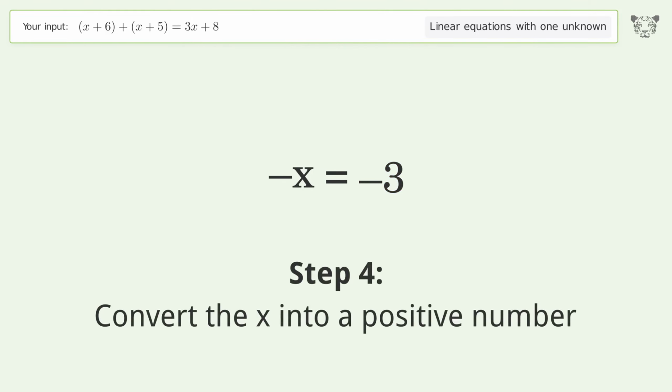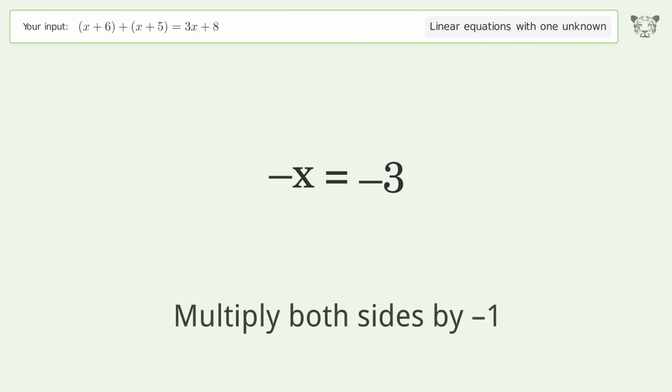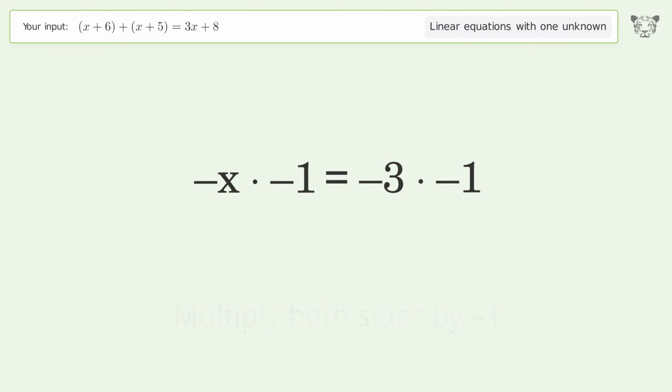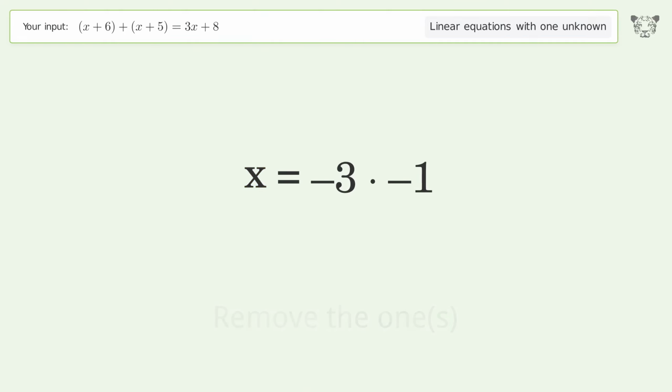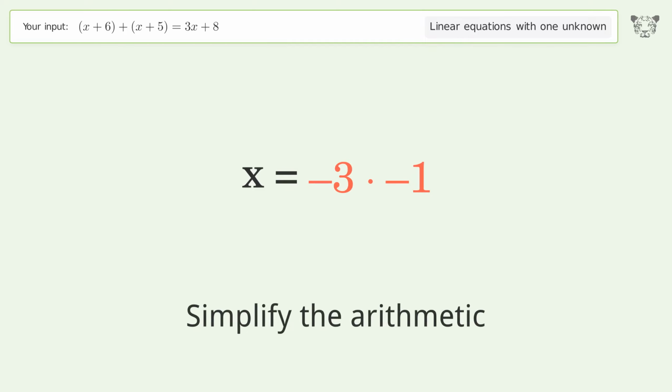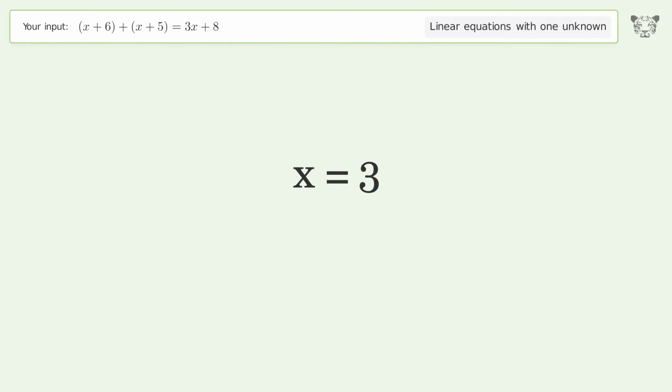Convert the x into a positive number. Multiply both sides by -1. Remove the ones. Simplify the arithmetic. And so the final result is x equals 3.